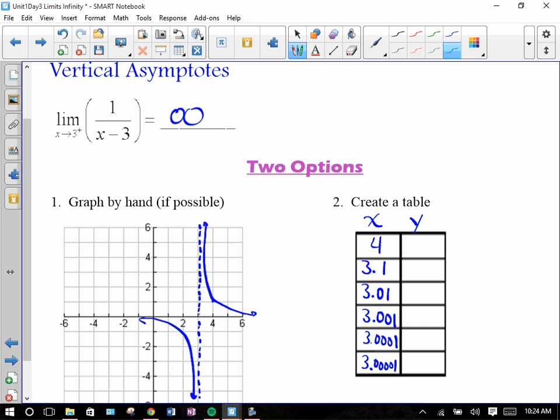All right, now what we're gonna do is use a calculator. Let's plug 4 in. So if I plug 4 in here, I'm gonna get 1 divided by 4 minus 3. 4 minus 3 is 1, so 1 divided by 1 is 1. Now if I plug 3.1 here, I'm gonna get 1 divided by 3.1 minus 3, that's gonna be 1 divided by 0.1. So on your calculator, 1 divided by 0.1, what do you get? You get 10.